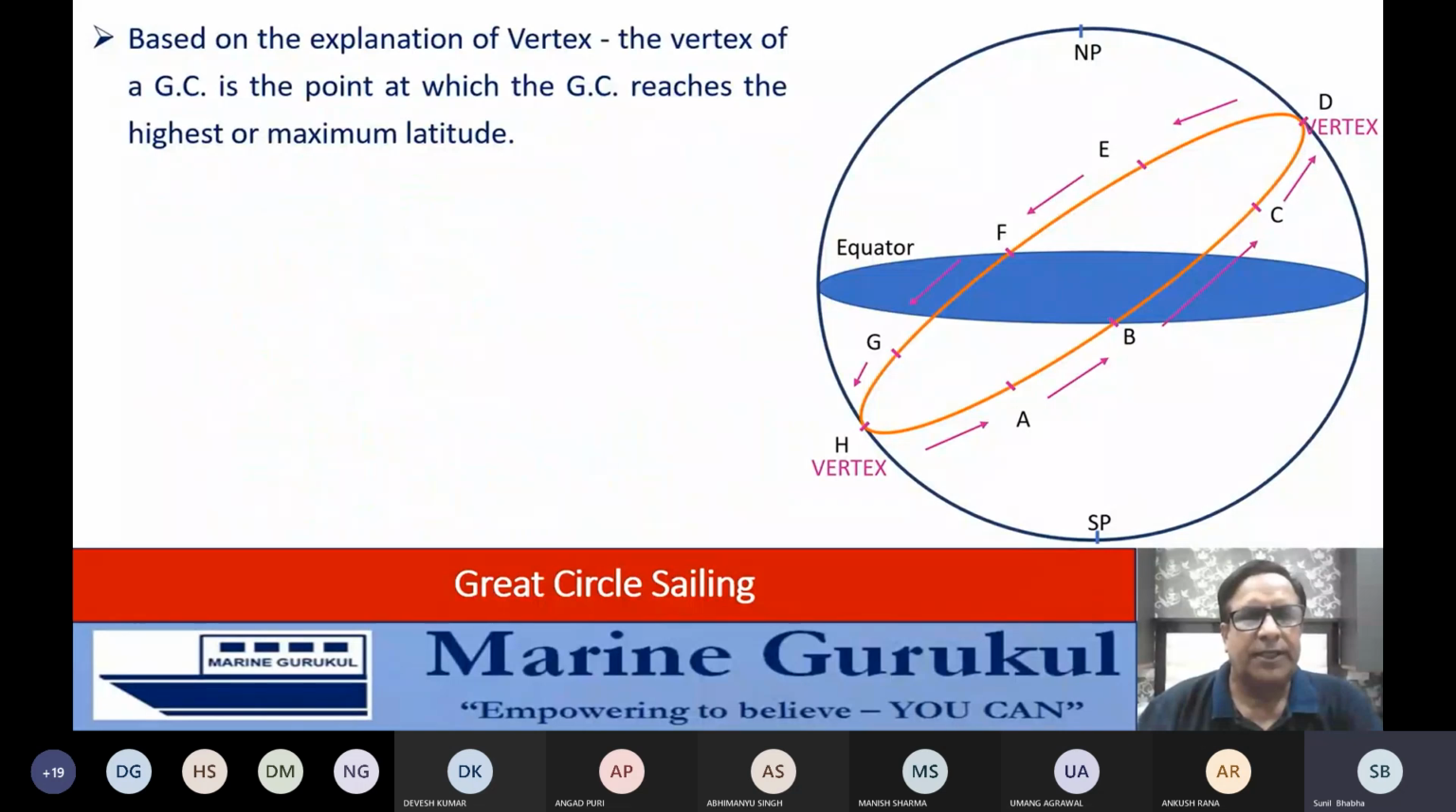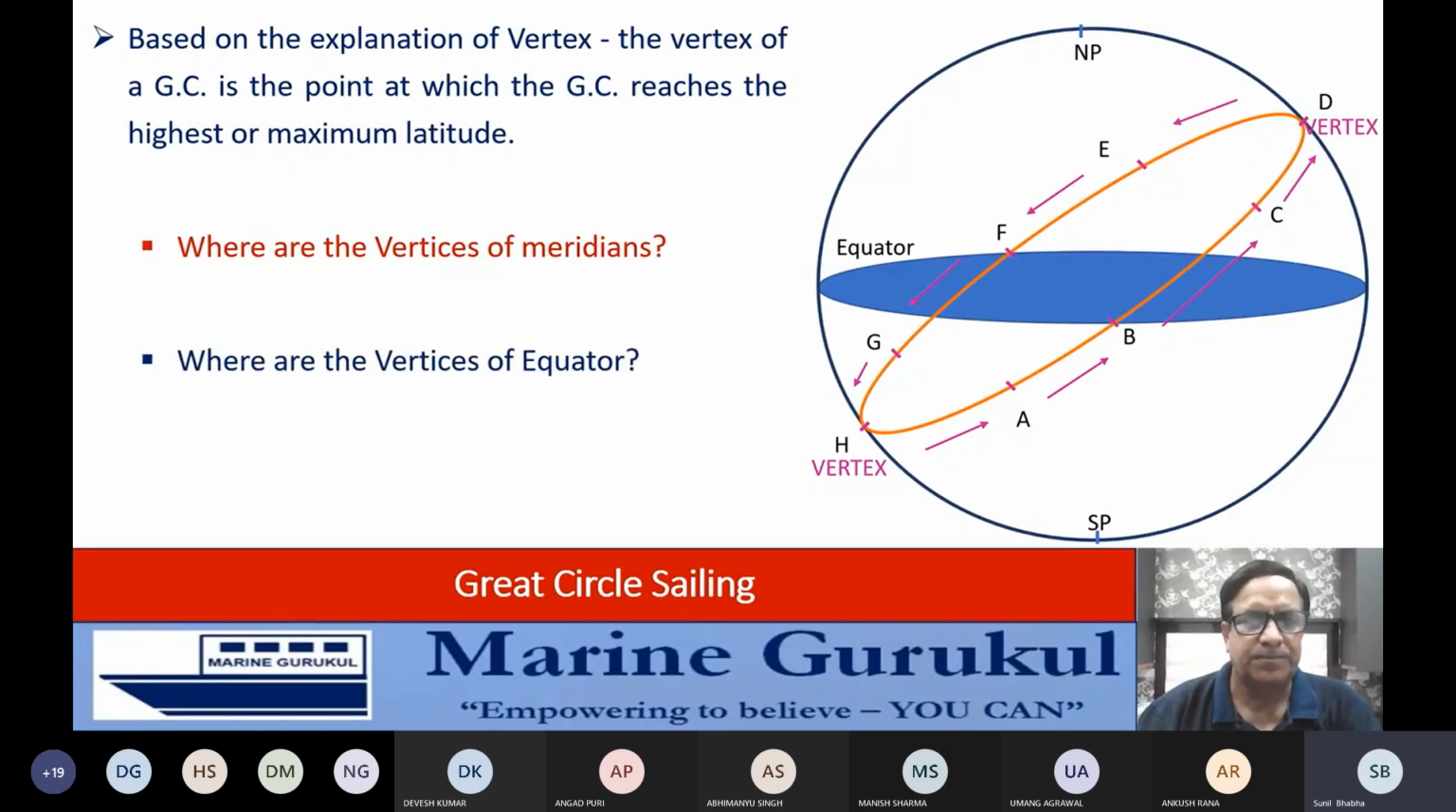So based on the explanation, the vertex of a GC is a point at which the GC reaches the highest or maximum latitude. In other words, these are the points on the great circle which are closest to the poles. Now, based on this discussion, let's evaluate where the vertices of the meridian are. We know all meridians run north-south. Their highest latitude are the geographical poles. Therefore, vertices of every meridian happen to be the North Pole and the South Pole.